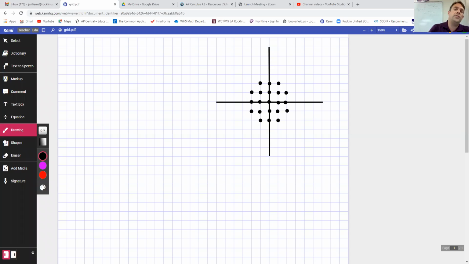All righty, gang. So the next part that we're going to look at as far as differential equations go is something called a slope field. Before we get there, let's try something.